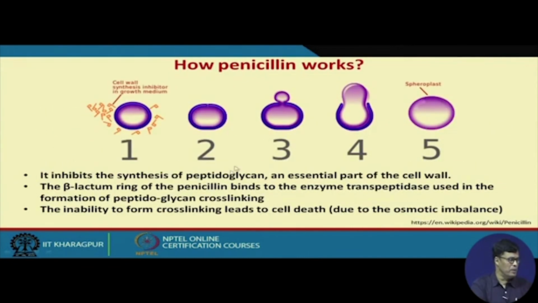Now this is how penicillin works. You can see this is the cell wall synthesis inhibitor in growth media. They inhibit the synthesis of peptidoglycan, an essential part of the cell wall. The beta-lactam ring of the penicillin binds to the enzyme transpeptidase used in the formation of peptidoglycan cross-linking, and then the inability to form the cross-linking leads to cell death. This is the reason why the cell death occurs, due to osmotic imbalance.